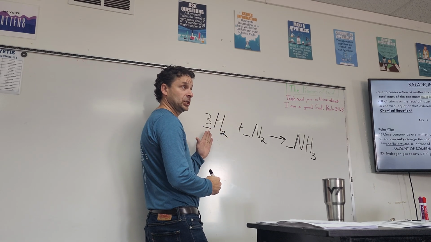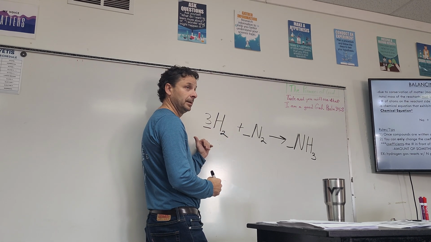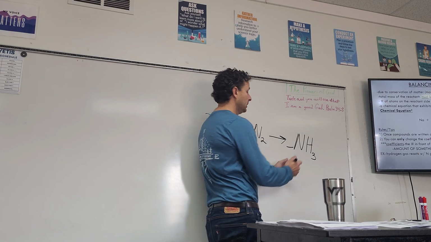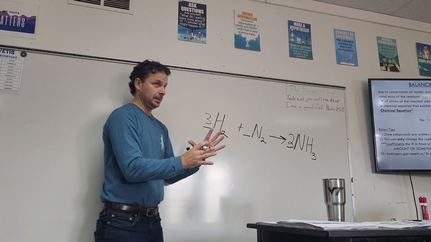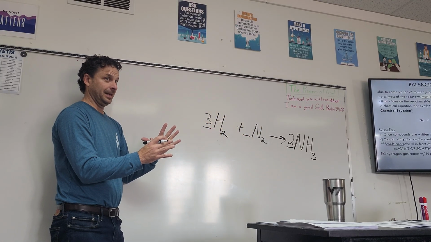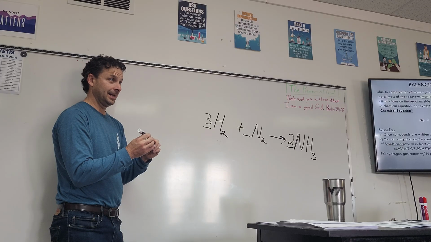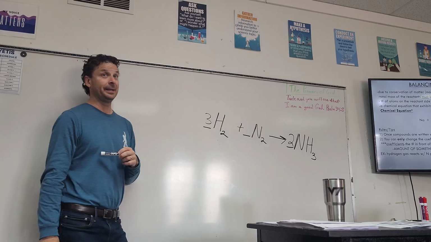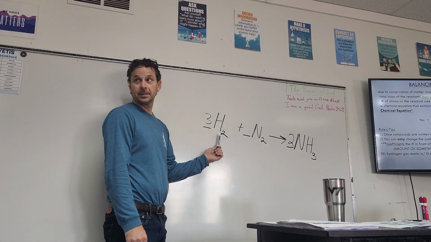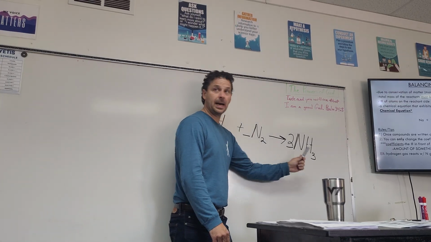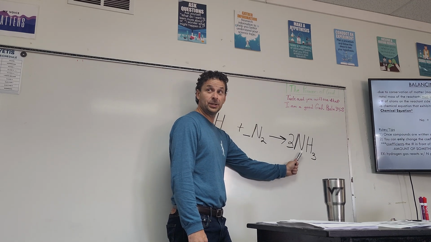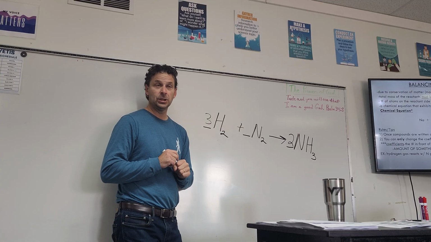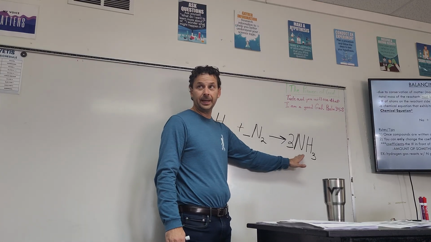I like the 3 in front of the H2. You put it. That gives me 6. How do I get 6 here? 6 hydrogens. And 2 nitrogens equal 2 nitrogens. Wait, 2 plus 2 equals 4. Where are you seeing 3?